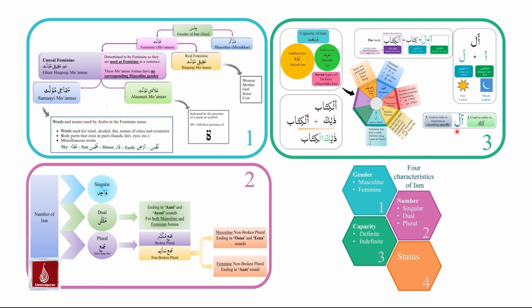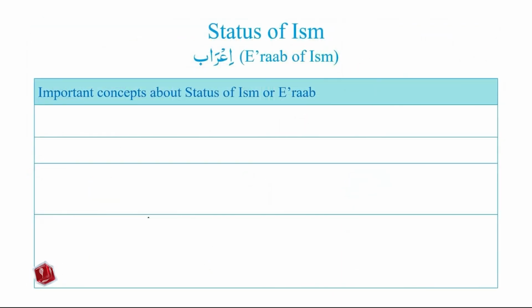Finally, we studied that al is used to bring out the meaning of "the" or something specific, and al can also be used to refer to all. We will now move on to the study of the 4th characteristic of ism, which is its status. The Arabic terminology for the status of an ism is i'rab of the ism. There are several important concepts about the status of an ism or its i'rab that we need to understand carefully.